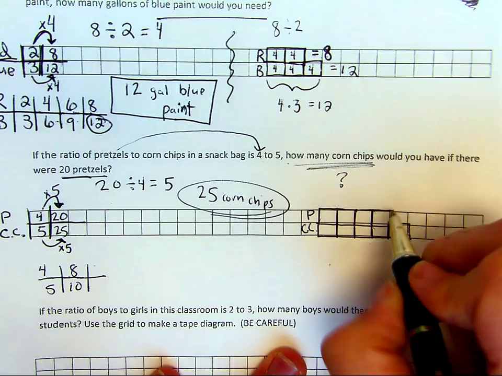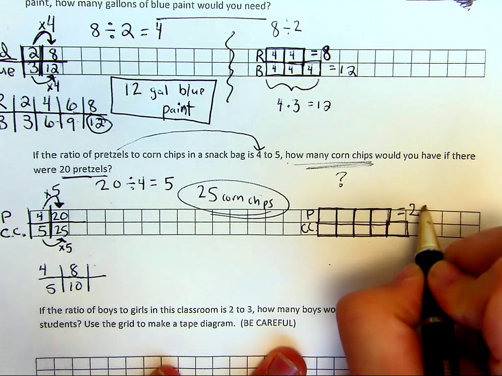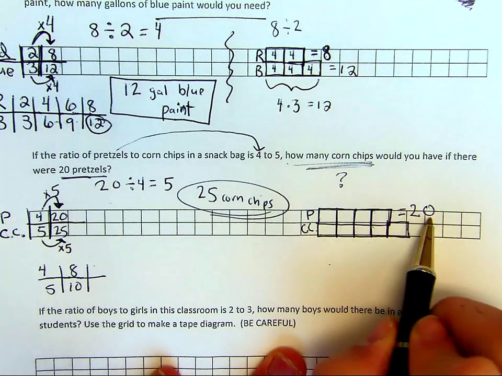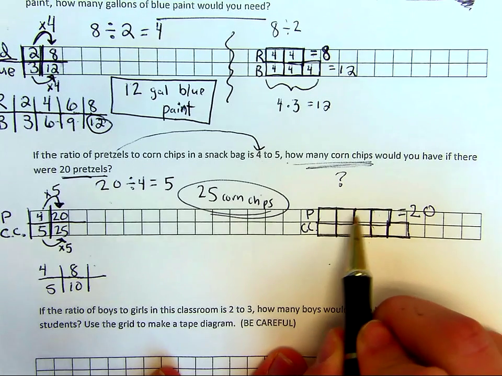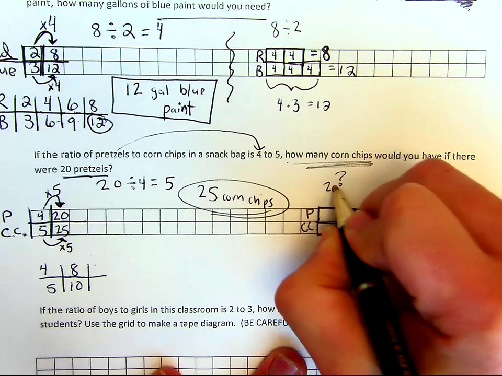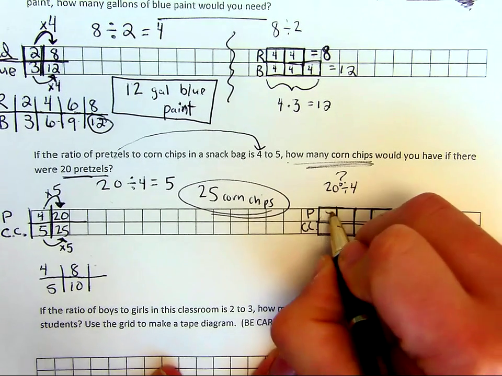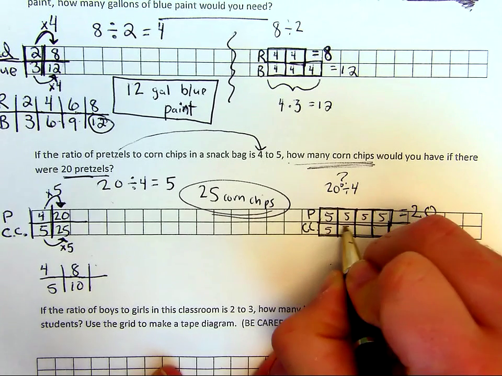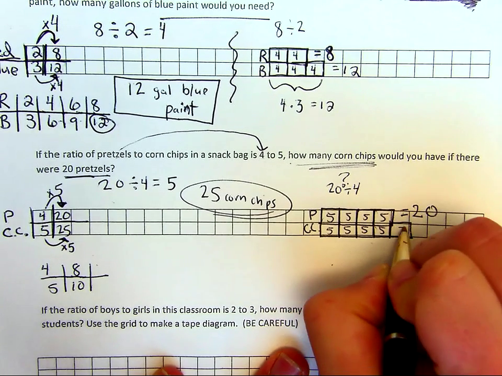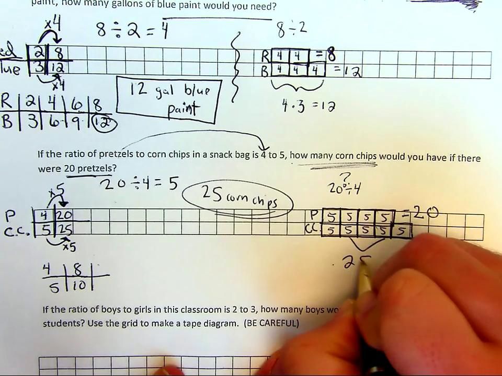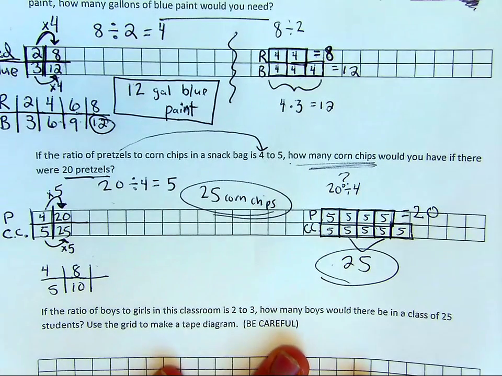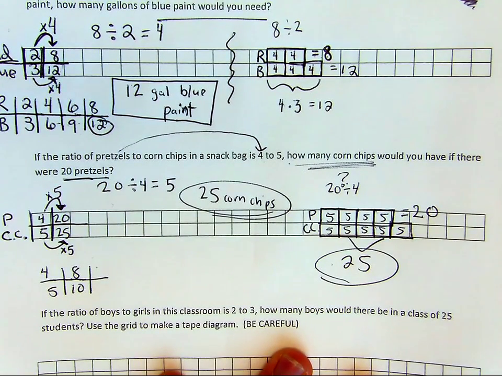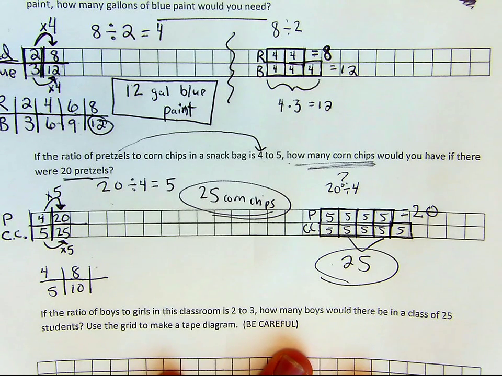Then it says pretzels is equal to 20. So just like Brody said, this is 20 split up between 1, 2, 3, 4 boxes. Means each box is worth 5. All of the boxes are worth 5. And we have 5, 10, 15, 20, 25. So my corn chips is worth 25. Questions from anybody so far?